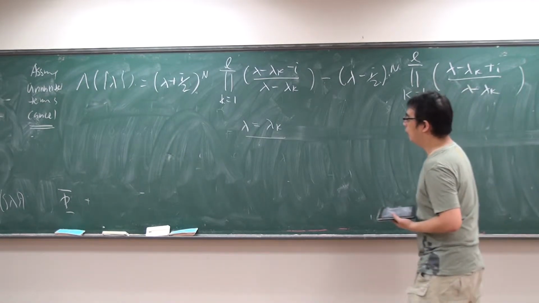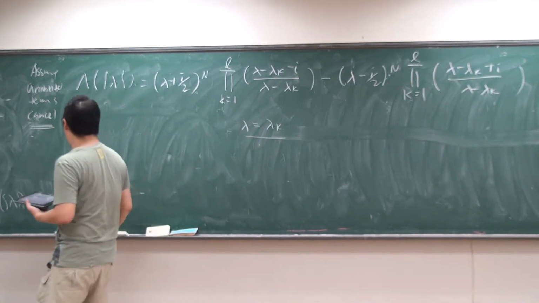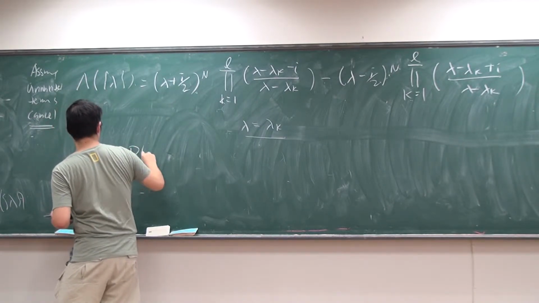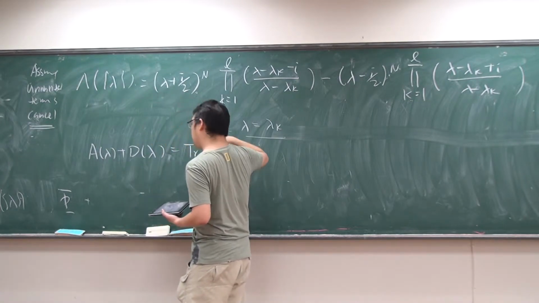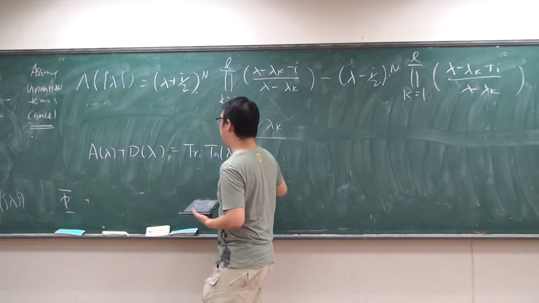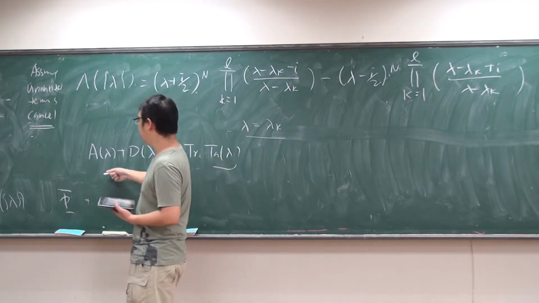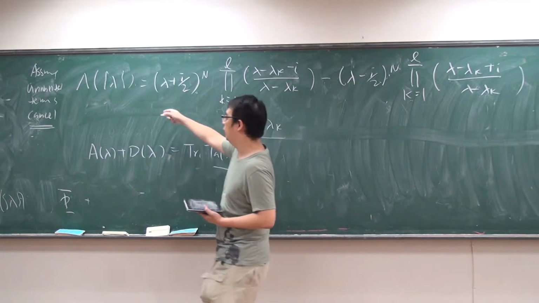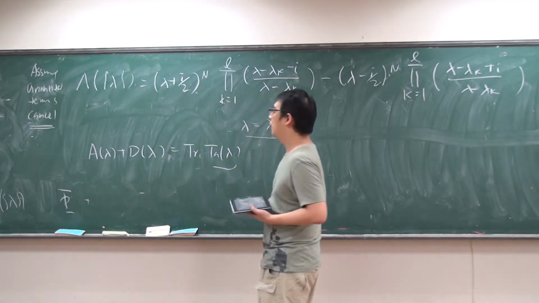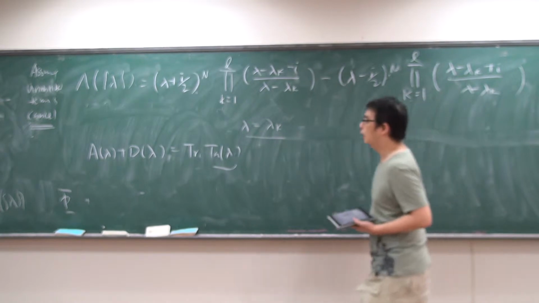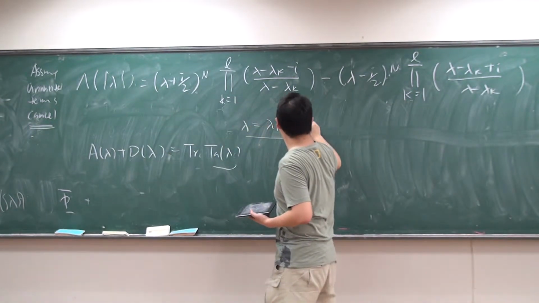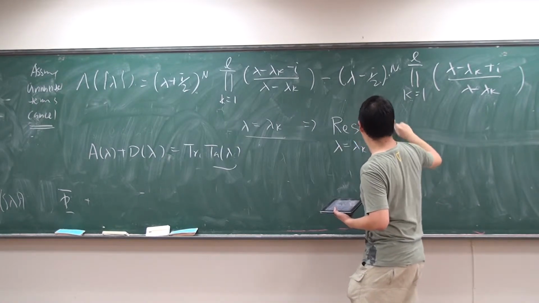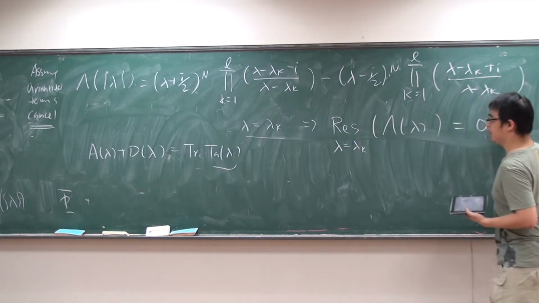equal to λ_k. But this cannot happen because we know A plus D is actually a trace of T(λ), which is a polynomial. So this should actually be smooth. So there shouldn't be any pole. In other words, there shouldn't be any poles in this function Λ. So that's basically telling you that the residue at λ equal to λ_k of Λ has to equal 0.